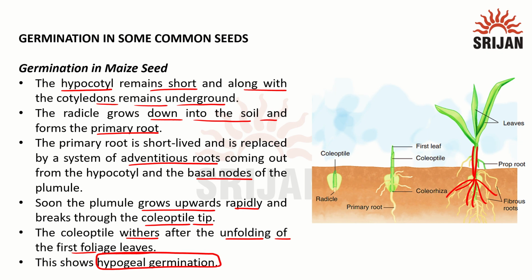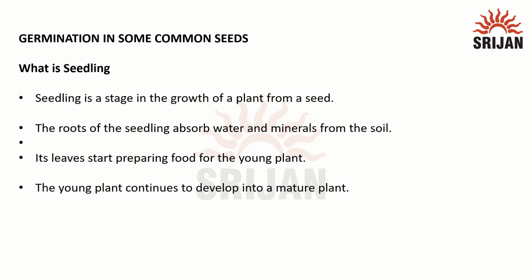Now we are all talking about seed germination and we have to understand what is a seedling. Now if someone asks what is the seedling, it is a stage in the growth of the plant from a seed. It is not fully independent or fully dependent also. The roots of the seedlings absorb water and minerals from the soil. Its leaves start preparing the food for the young plant. Now the young plant continues to develop into a mature plant.